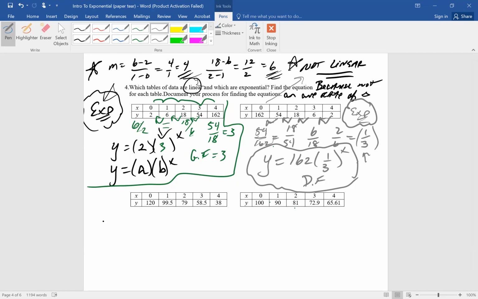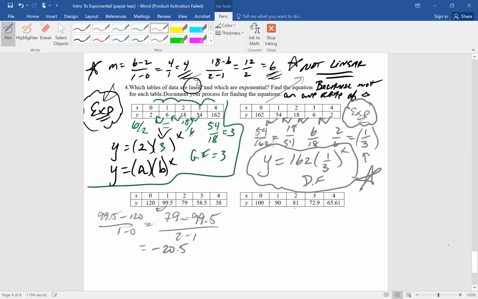So here, notice what I'm testing, and you can do the test very quickly. I'm not looking for a constant multiple. It just looks like 99.5 minus 120 over 1 minus 0 is going to be the same as 79 minus 99.5 over 2 minus 1. Those all equal minus 20.5. That's the same average rate of change. Do you see the difference?